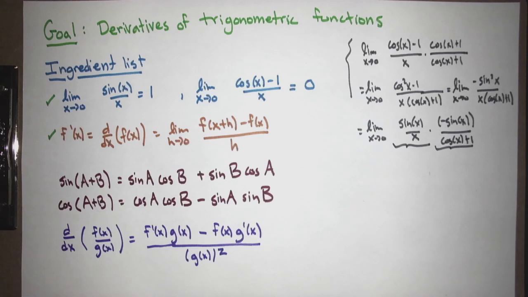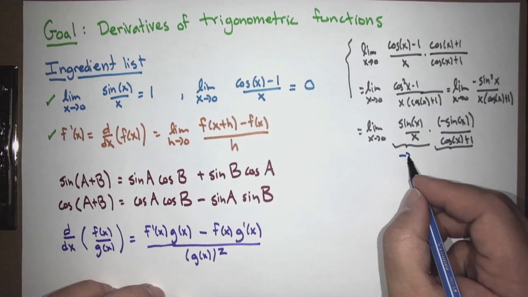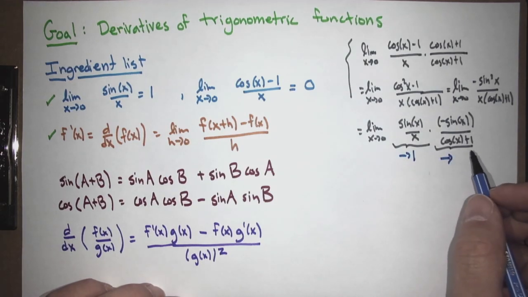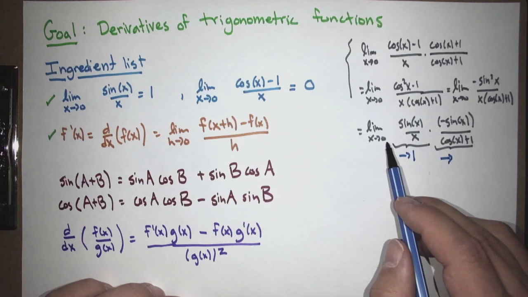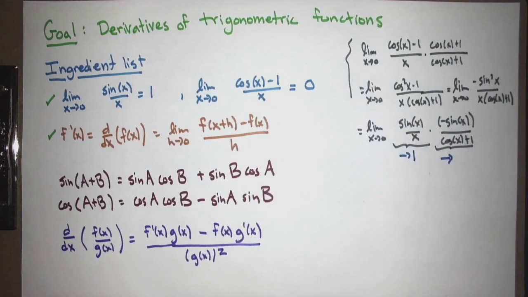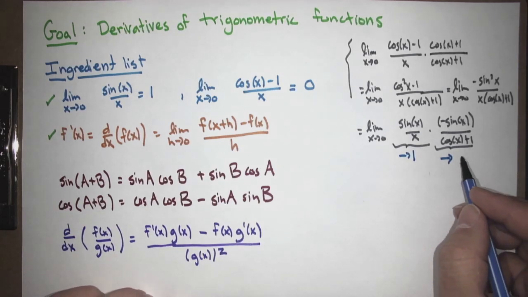Now, the first part, sine x over x, what does that do? Goes to 1. What happens to this? Well, when in doubt, what do? First thing is plug in. You only do more work if you have to. When you plug in 0, what do you get?